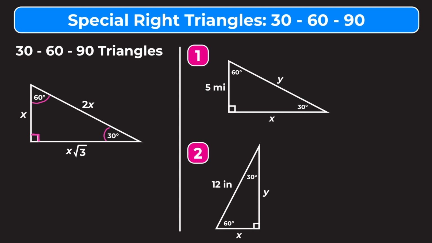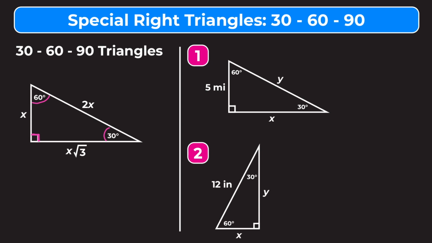So this tells us that if the short side, the side across from 30 degrees, is equal to x, the longer leg, the one across from 60 degrees, is equal to x times root 3. And the hypotenuse is equal to x times 2. So this is going to be true for any 30, 60, 90 triangle. I'm just going to go ahead and erase these for now.